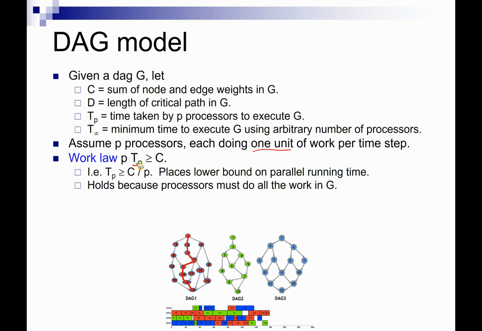So because of the work law, if you just divide both sides by P, you get that the parallel running time has to be at least equal to the size of this task, C divided by the number of processors. So now this is a lower bound on the parallel running time. It's saying that no matter what algorithm you use, as long as you're using just P processors, your running time is going to be at least C divided by P.